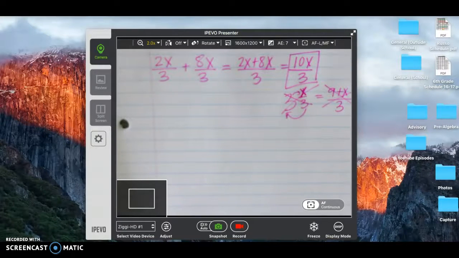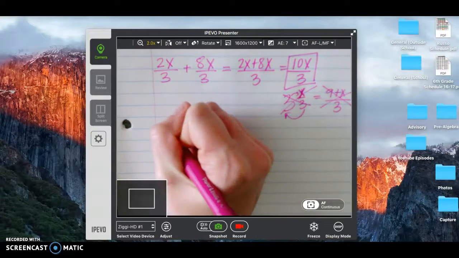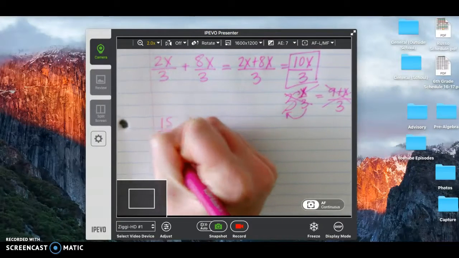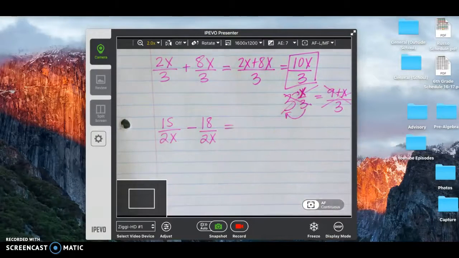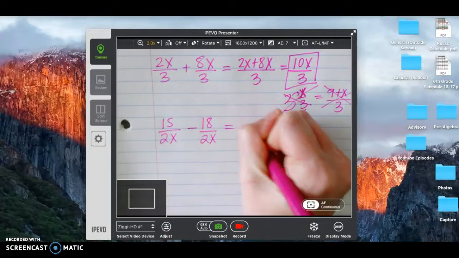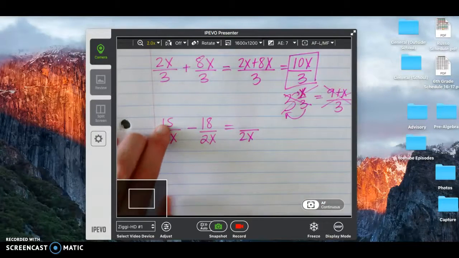What if I had variables in my denominator? So for example, what if I had 15 over 2x minus 18 over 2x? So the denominators are the same, even though I don't know exactly what the denominators are, because I don't know what my x exactly is, that's okay. So since the denominators are the same, I'm going to keep my denominator, and then I'm going to do 15 minus 18.